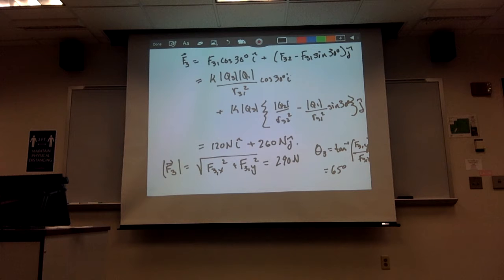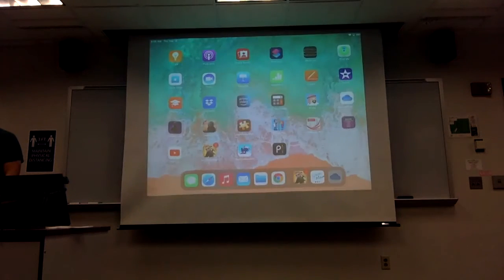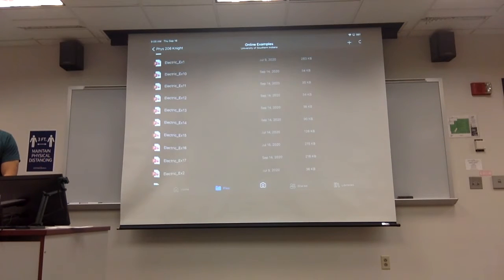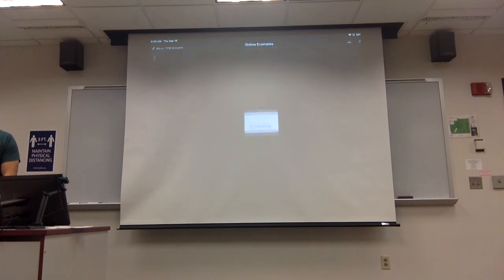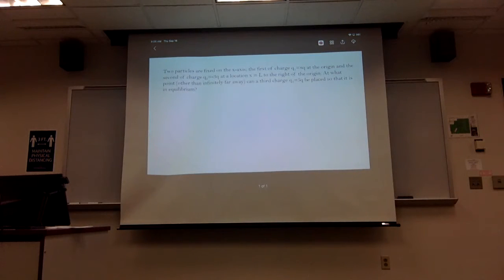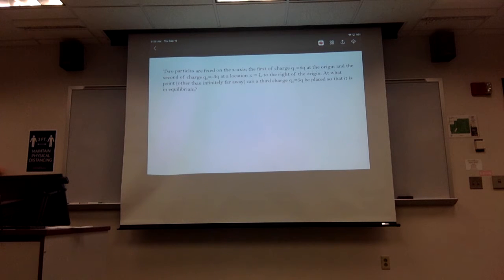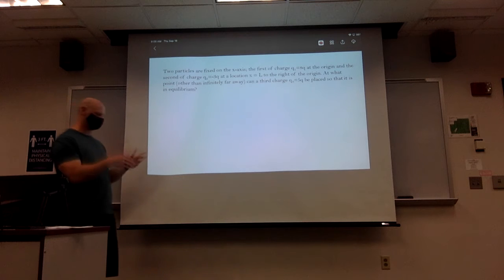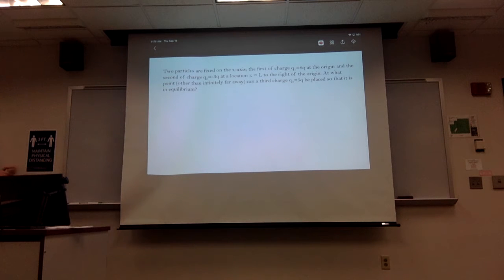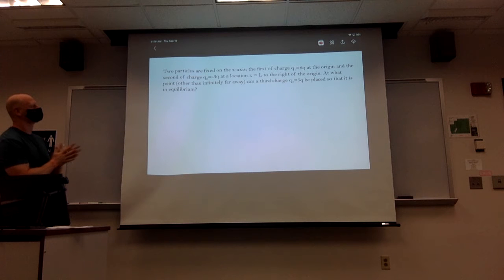Okay. Let's do another example. The next example says that we have two charged particles that are both fixed along the x-axis, where the first charged particle, which is at the origin, has a charge of 8q, whatever q is, just some number. And the second charge has a charge of -3q, so again, that same q, and it's located at a distance of L to the right of the origin.